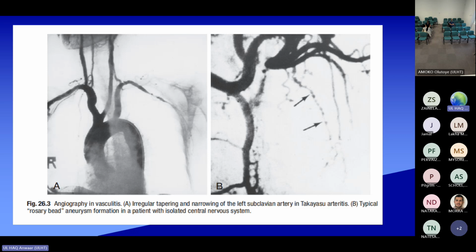So a patient can present with pain in the arms and other constitutional symptoms, and then this can be diagnosed on angiography. And the next is the beaded appearance. Sometimes you can see a rosary bead appearance, and this is also more obvious on CT images.